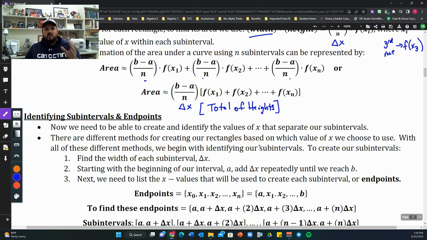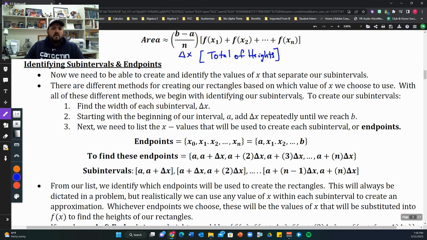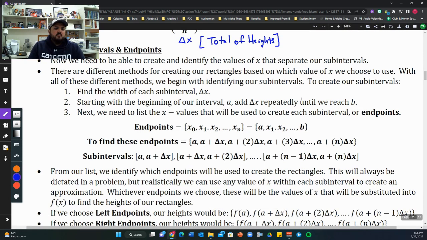So that's the easy part. Now we have a system in place. Now we want to be as quick as possible with coming up with all of these parts. But we have the overall end structure in place that we have to build up to. So to be able to do that, we need to be able to identify subintervals and endpoints. So that's our next job.